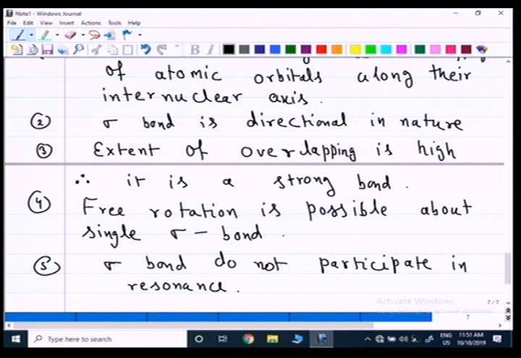After copying that, please confirm once so that we can move to the section where we will learn in how many ways a sigma bond can form.